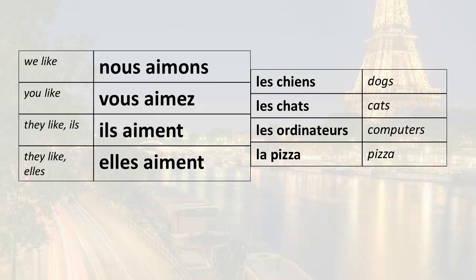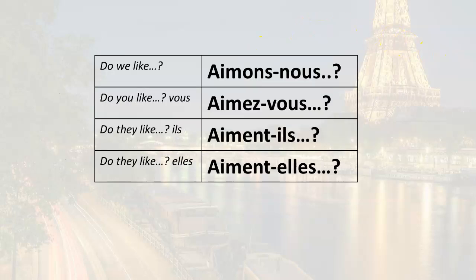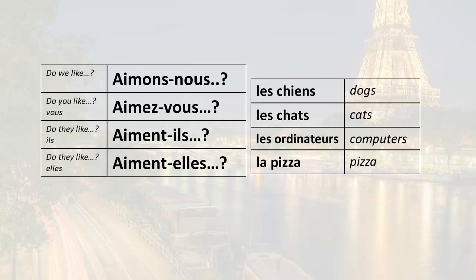Remember, to ask questions, you will reverse the word order. So conjugated verb first, then subject pronoun, and they're separated with a hyphen. So we have, do we like, aimons-nous? Do you like, aimez-vous? Do they like, aiment-ils? There's liaison here. Aiment-ils? And do they like, aime-t-elle? Aime-t-elle?